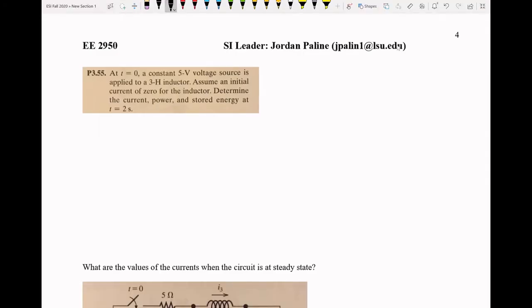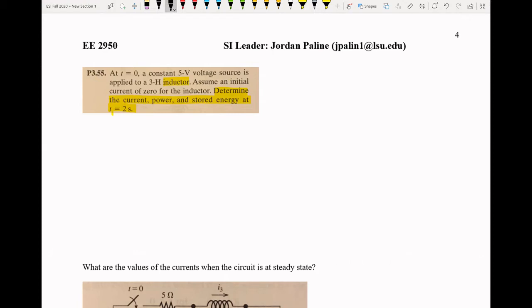Okay, let's take a look at the next problem. The next problem is asking us to determine the current, power, and stored energy at times equal to 2 seconds. And we're working with an inductor here. Okay. And we'll write out a couple of our known values here.